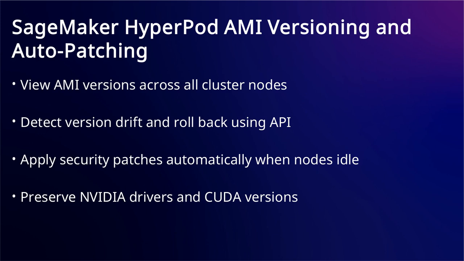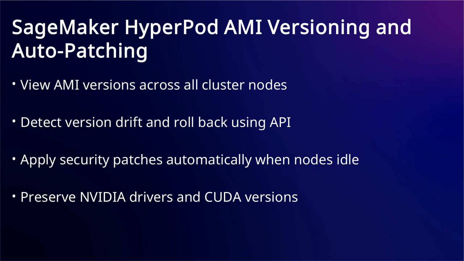Manual patching was risky during multi-day training jobs because it could disrupt workloads and inadvertently change critical software like NVIDIA drivers or CUDA. You can now view exact AMI versions on every instance group and node using semantic versioning format. You can detect version drift quickly and roll back to previous versions, including the full software stack using the Update Cluster Software API.